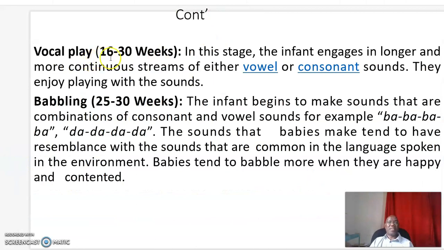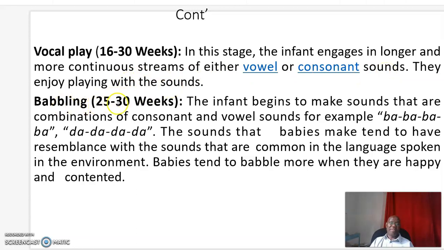Vocal play, 16 to 30 weeks. In this stage, the infant engages in longer and more continuous streams of either vowel or consonant sounds. They enjoy playing with the sounds.